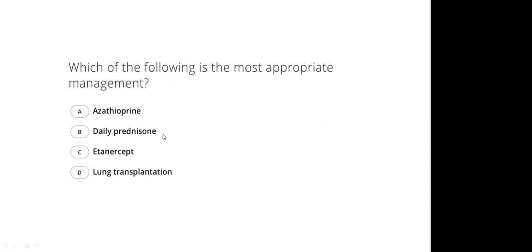Azathioprine, daily prednisone, etanercept, or lung transplant? Okay, what's wrong with azathioprine as the answer for a guy with IPF? Exactly. This is an anti-inflammatory. It's not an inflammatory process. Same thing with prednisone, right? Same thing with etanercept. These are all aimed at inflammation, and that's not what's going on here.